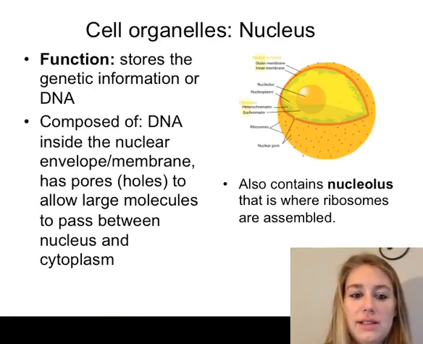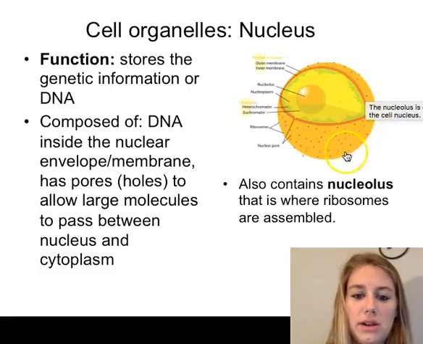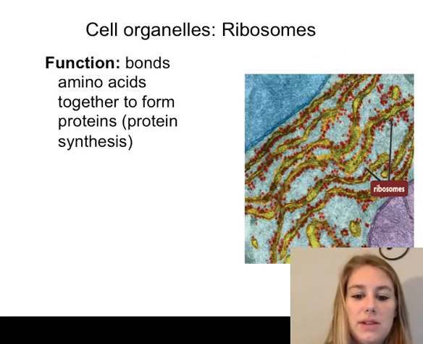The next one is the nucleus. This stores the genetic information, or the DNA. It also contains the nucleolus, which is this darker thing here. That is going to create, or assemble, ribosomes. Now, if you look around the nucleus, it has a nuclear membrane around it with little pores. Those little dots are pores, like a sponge, that allow things to pass through the nucleus. The next thing we're going to talk about are ribosomes. Ribosomes bond amino acids together to form proteins, or what we call protein synthesis.